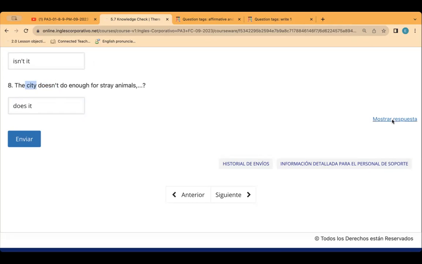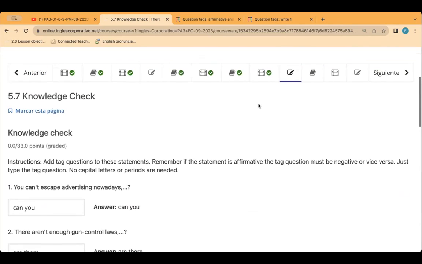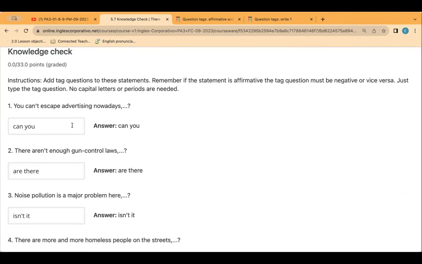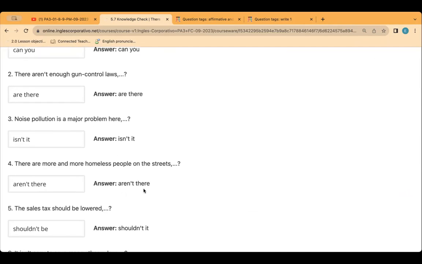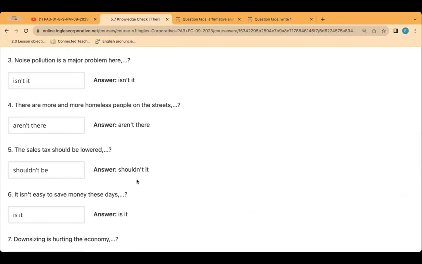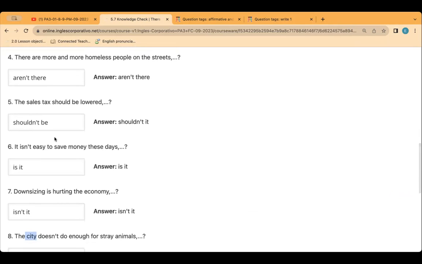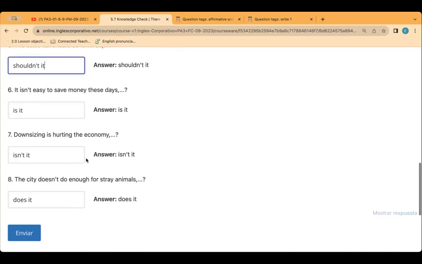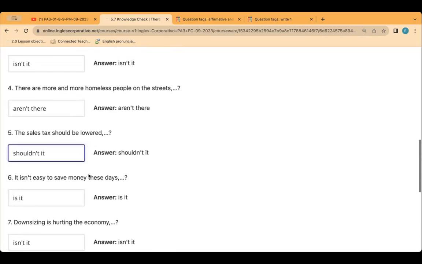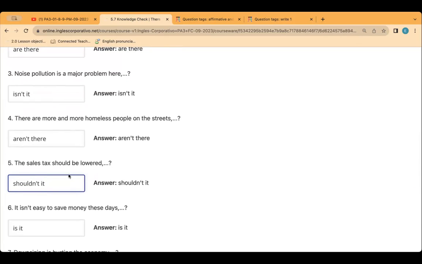Okay. Now we can double check and we can see that our answers are correct. Can you? Are there? Isn't it? Aren't there? Shouldn't it? Not shouldn't be, because we are talking about taxes. The subject is taxes. Shouldn't they? Is it? Isn't it? And does it? Very good. Always remember that only one time we use the auxiliary or the modal, and the other time is the subject.